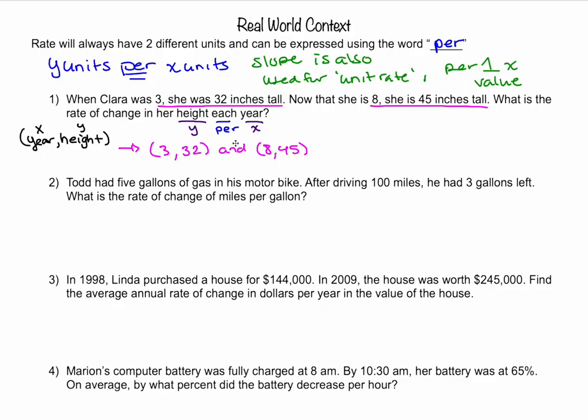So a rate of change in her height each year. We want to find our change in y and our change in x. Change in y equals, I'm going to use from 32 to 45, which is a positive 13 inches. Then we're going to do our change in x, which is our years. I started at 32 to 45, so I have to go from 3 to 8, my first coordinate to my second coordinate. From 3 to 8 is a positive 5 years.